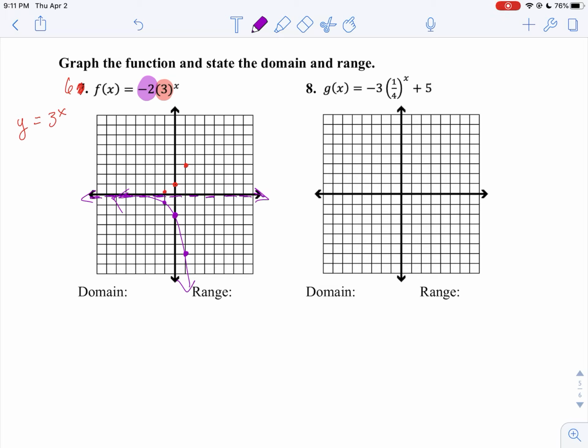Okay, so then let's talk domain and range on this one. The domain is still all real numbers. It goes left forever and right forever, but the range is going to be a little different this time. This time our graph doesn't quite reach the x-axis, so it doesn't quite hit 0, but it's only going down from there. So this time our range is going to be y is less than 0.